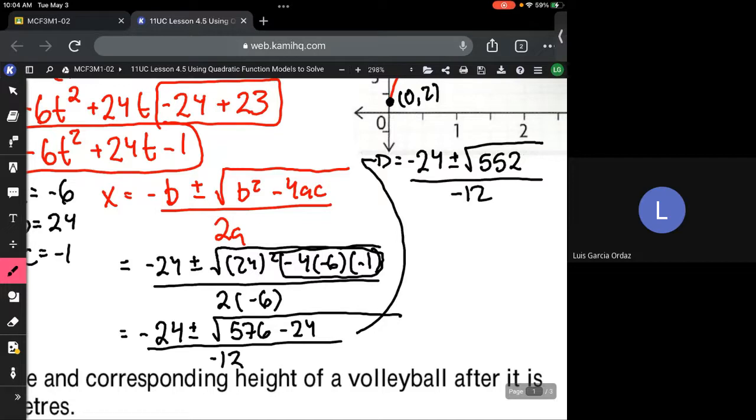What's my first x-intercept going to be? Jade? Remember, we have that plus and minus thing, so we kind of have to separate them. Yep. Perfect.